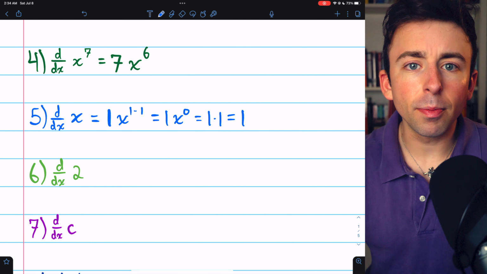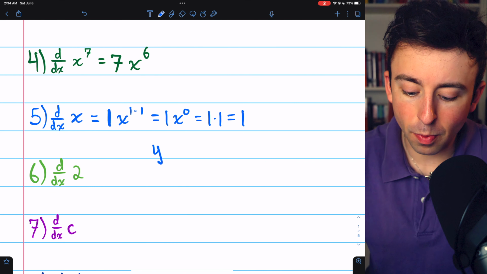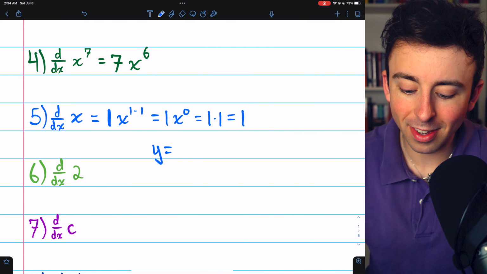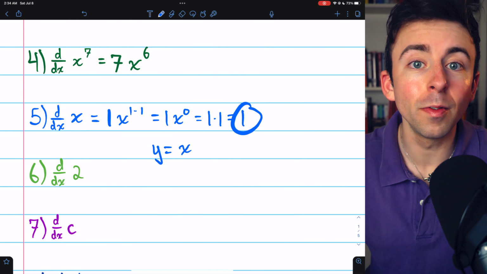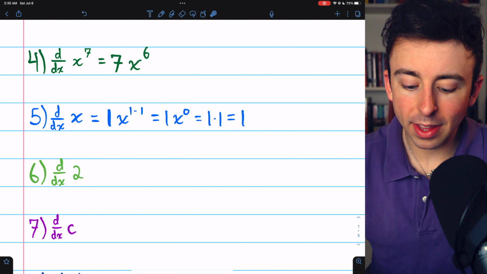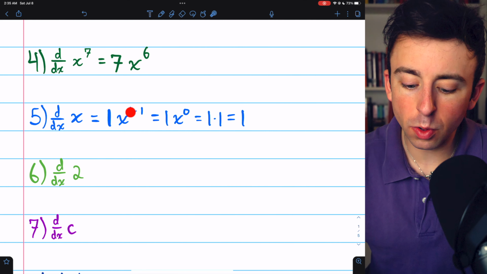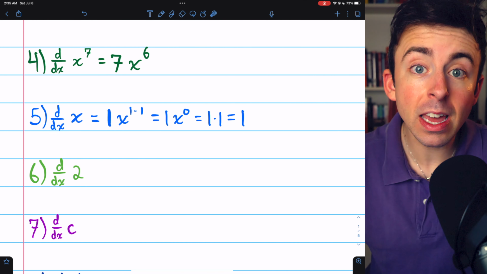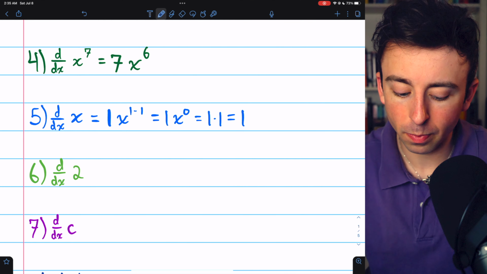Hopefully that makes sense, because remember, the derivative of a function is the function's slope, and you probably remember from your algebra classes that y equals x is a line with a slope of 1. But again, if you want to think about this in terms of the power rule, the exponent is 1, we bring that down as a factor, and then reduce the exponent of 1 by 1, which makes it 0, and so in total, this is just equal to 1.